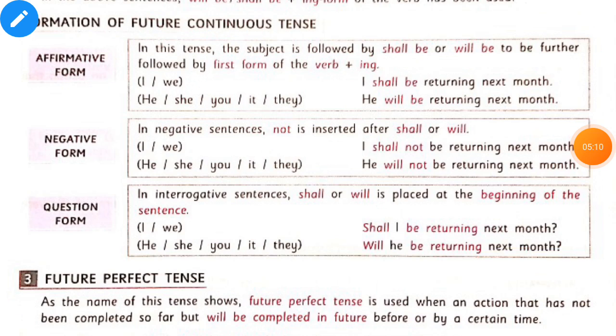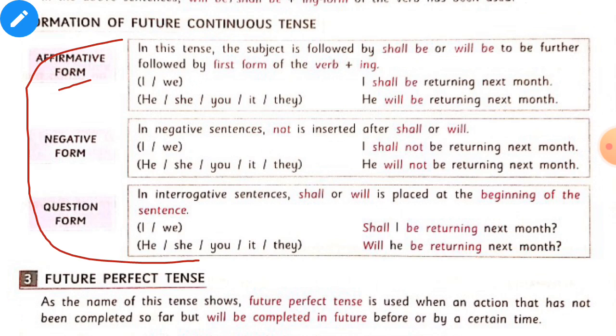Children, you can understand the formation of future continuous tense from this table. First of all, affirmative form. Affirmative form will be like that: subject will be or shall be, and then ing form, then object. You can see the example here. I shall be returning next month. He will be returning next month.